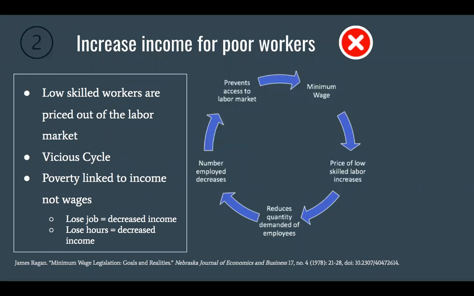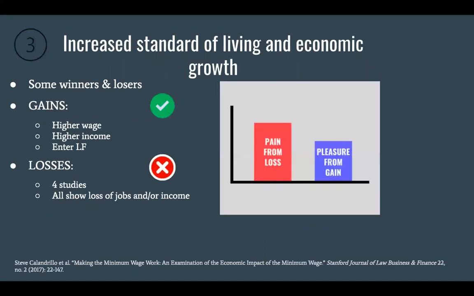Now, as Dr. Reagan also points out, poverty is linked to income, not necessarily wages. So if you lose your job or the amount of hours that you can work, your income is decreased. Therefore, the minimum wage is not always effective at increasing income for poorer workers. Now, for the third goal. The minimum wage does in fact help some. There are a few winners who gain a higher wage, higher income, and can enter the labor force. However, there are losers, especially those who lose their job.